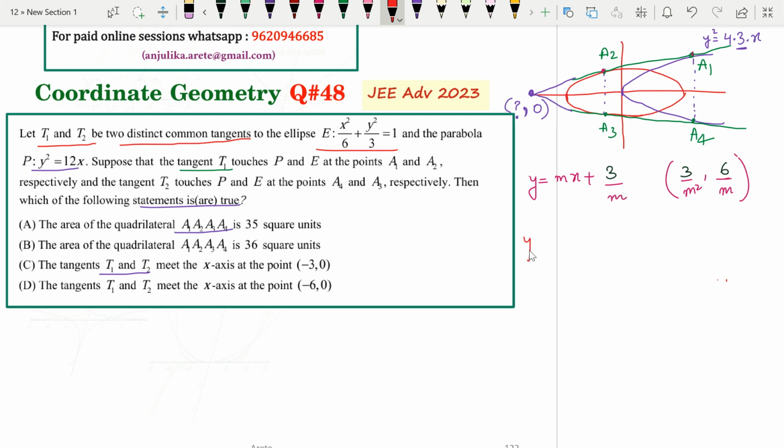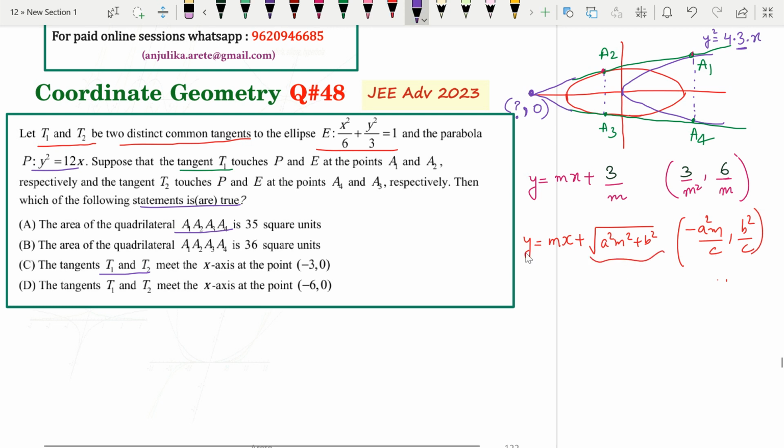So let's write again. Let's use the formula, the slope form, y equals mx plus or minus under root a square m square plus b square. That's the formula. And what's the point of contact? Yes, (minus a square m by c, b square by c). What is c? This whole thing is c. Now in our case, you know a and b, isn't it? What is a square? 6. So 6 m square plus what is b square? This is 3. Here also you can write whatever you know, 6m upon c, and b square also 3 upon c.